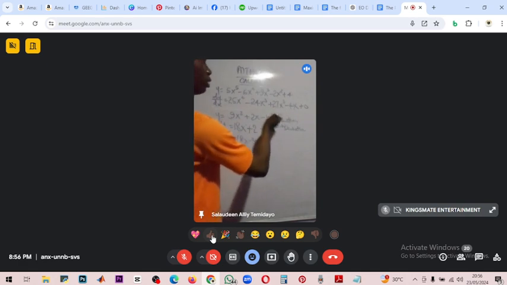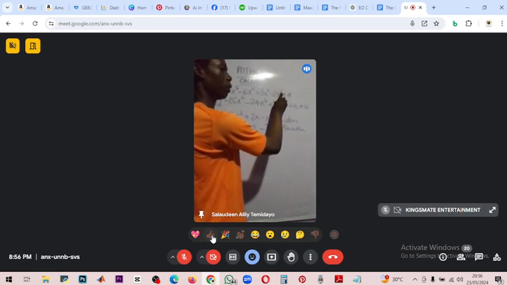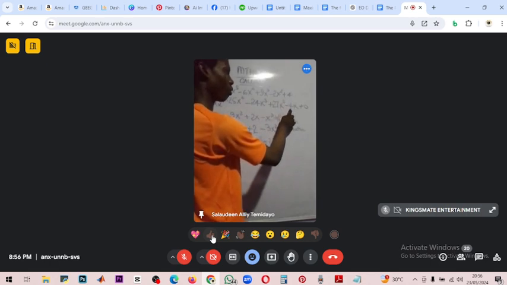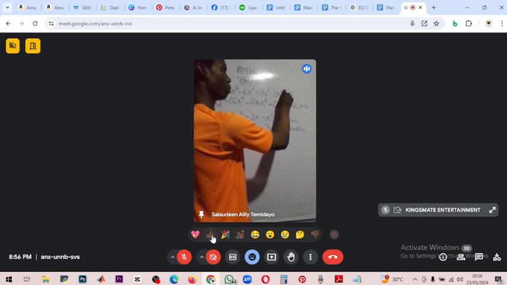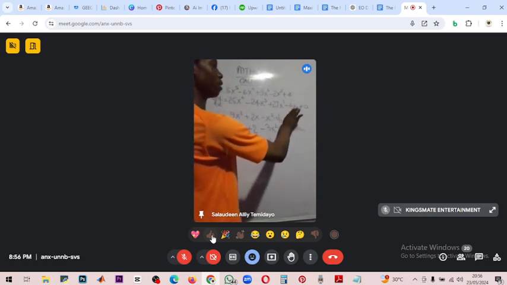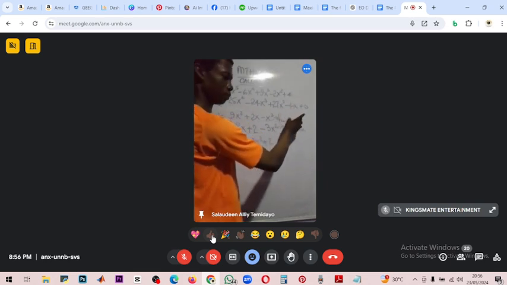Please understand it that way. And if this is 2x squared, multiply the power which is 2 by the coefficient which is 2. That gives 4. x raised to power 2 minus 1, that is 1. So 4x raised to power 1 is the same as 4x. That is what is happening over here.